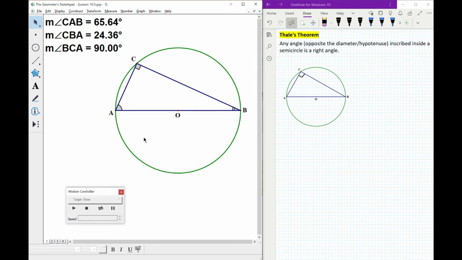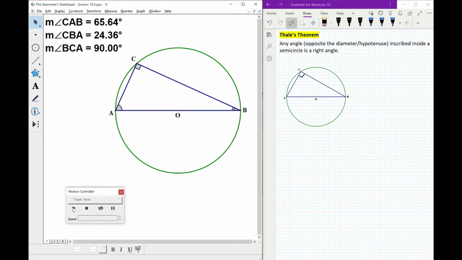As you can see here on the left side, we have triangle ABC. C is the inscribed angle, but also angle A and B, those are also inscribed angles. However, angle C is the one that we want to look at because that's opposite the hypotenuse of the triangle or the diameter of the circle. So at this current location, the measure of angle BCA is 90 degrees. Measure of angle CBA is 24.36 approximately, and measure of angle CAB is at 65.64 degrees approximately.